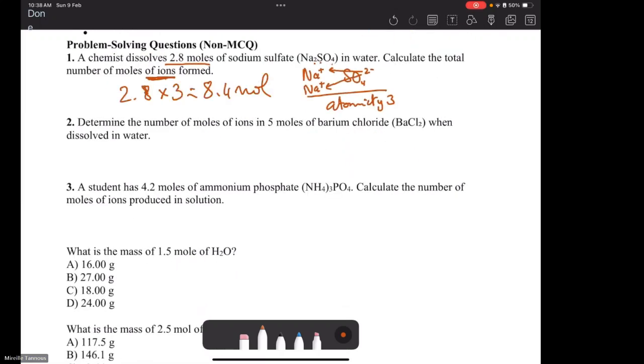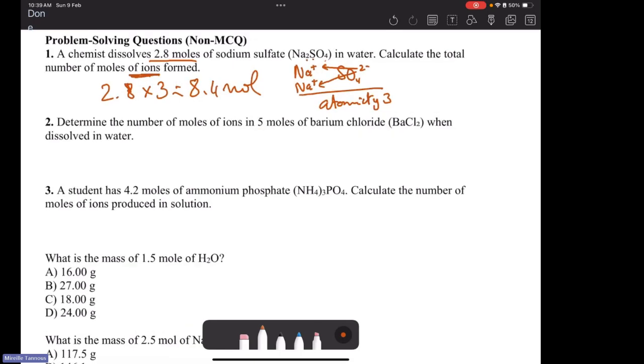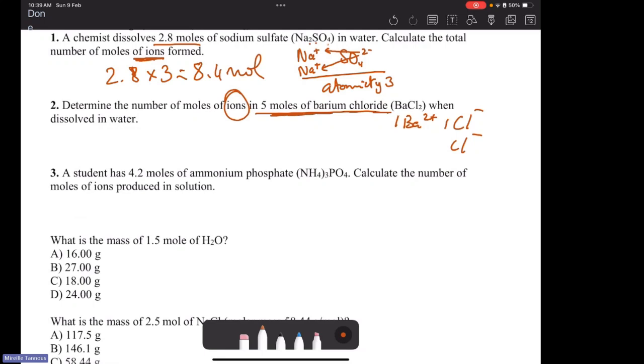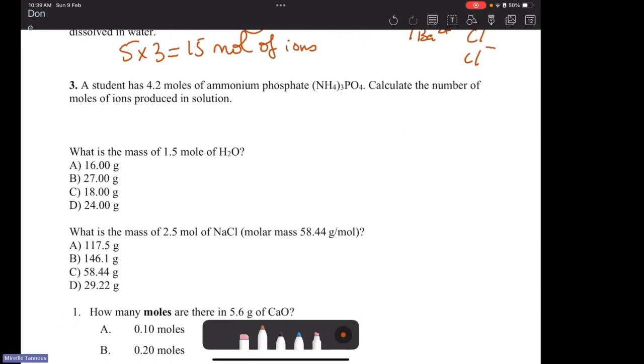Moving on. Determine the number of moles of ions in 5 moles barium chloride. Ions, mole of ions. It didn't say mole of atoms. So here I have 1 barium ion and 2 Cl minus. So the atomicity is 3. So 15 moles of ions. Is this part clear?